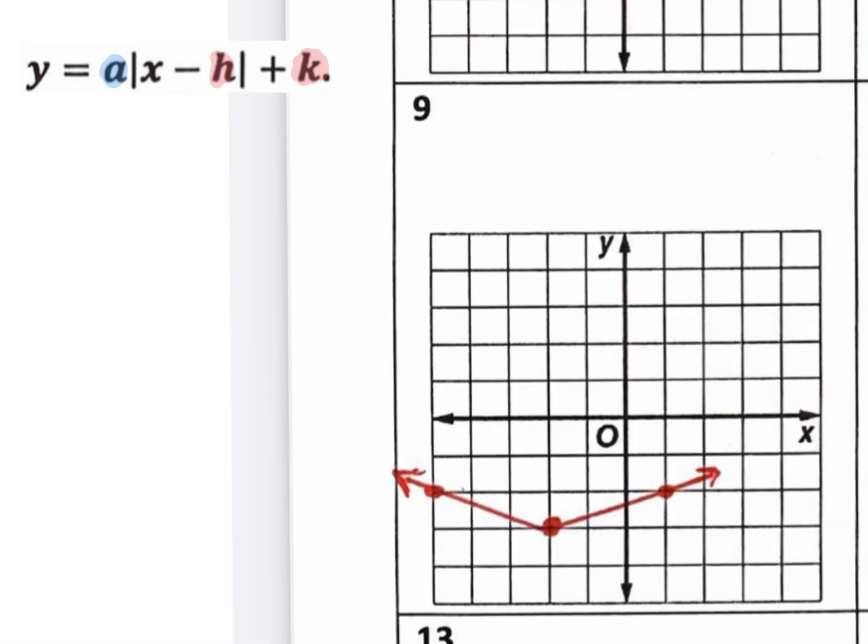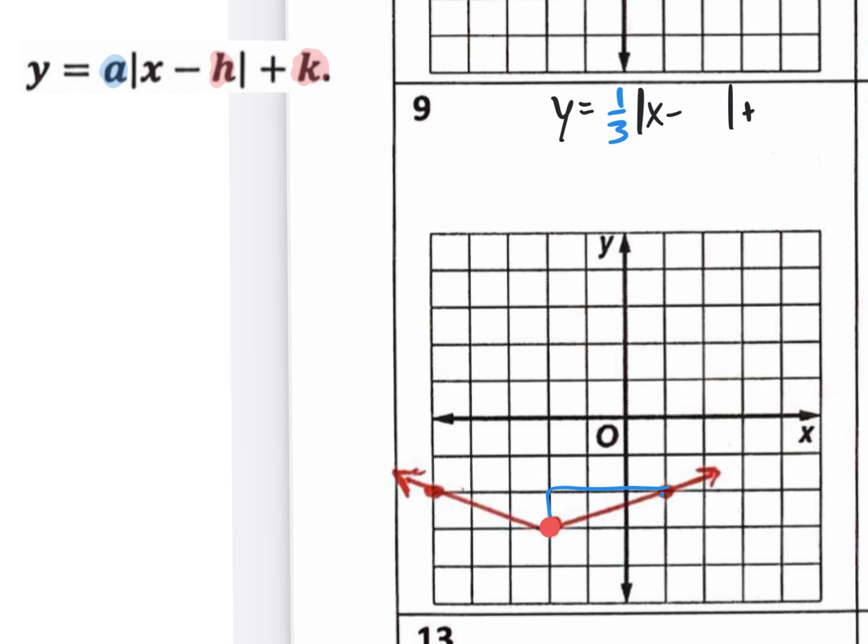Number 9. Okay, number 9. So again, y equals blank spot, absolute value x minus blank spot, close absolute value plus blank spot. Our a value from one point to another, you rise 1, you run 3. So the slope is 1/3. And the h, k, the vertex, this most important point, is the location negative 2, negative 3.